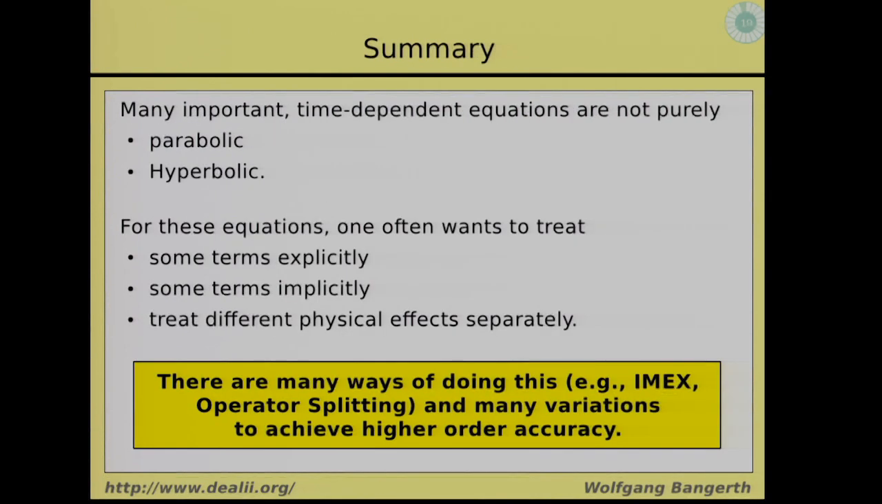So to sum this whole lecture up, if you have equations that are not purely hyperbolic or purely parabolic, there are many different ways you can treat this. Typically you want to treat certain terms explicitly and others implicitly. And you want to treat different physical effects separately, sometimes running different codes. There are many different approaches for how you can do this, and many different ways you can achieve higher order accuracy by extrapolating or by using higher order finite difference schemes. I hope you get the idea of how we play with these sorts of terms to achieve what we want to achieve.